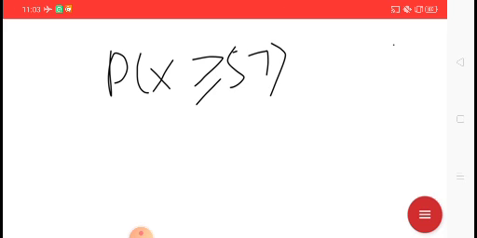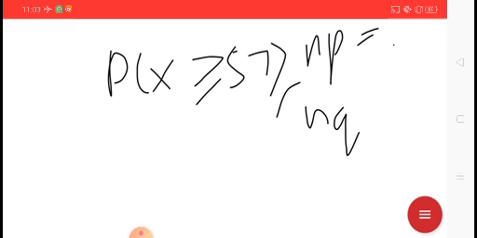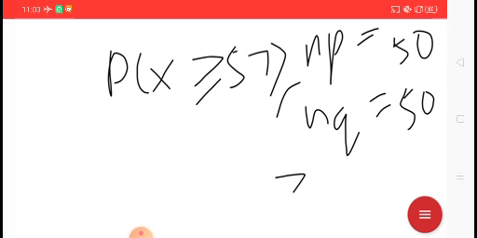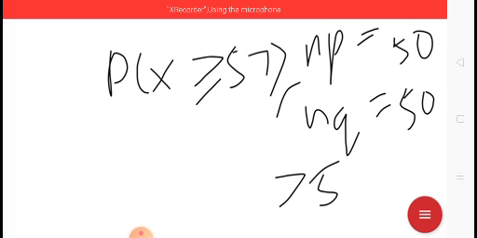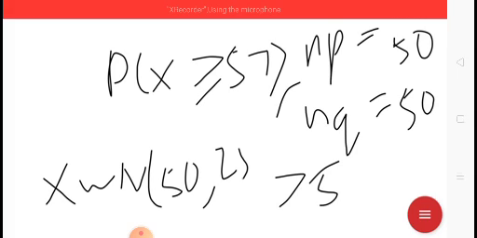Alright, so many steps. In this situation, as in the previous paper, step 1, you check what np is and what nq is. For this case, np is 100 times 0.5, which is 50. nq is also equal to 50. Both of them are larger than 5, so you can use the normal distribution. So first, use this approach. You can form the normal distribution with mean 50 and npq equal to 25.